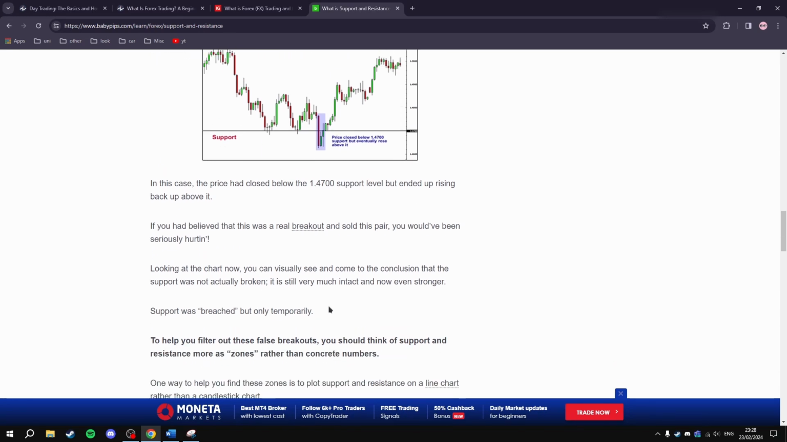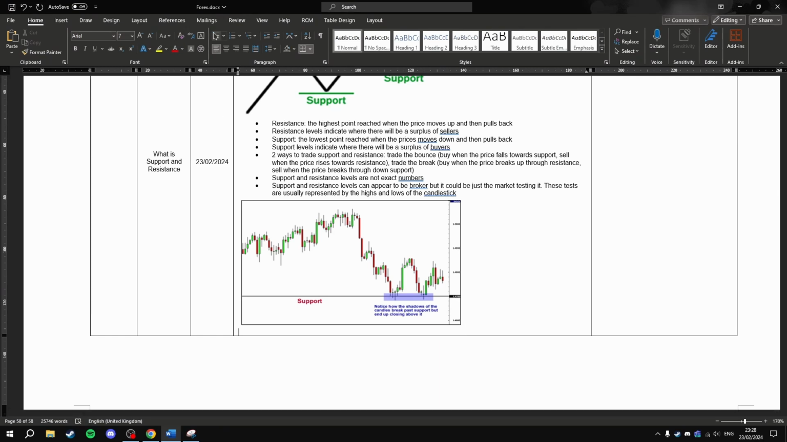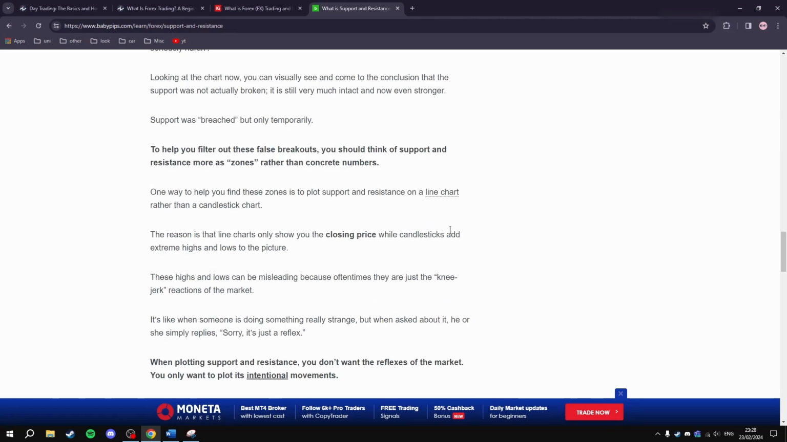To help you filter out these false breakouts, you should think of support and resistance more as zones rather than concrete numbers. One way to help you find these zones is to plot support and resistance on a line chart rather than a candlestick chart.